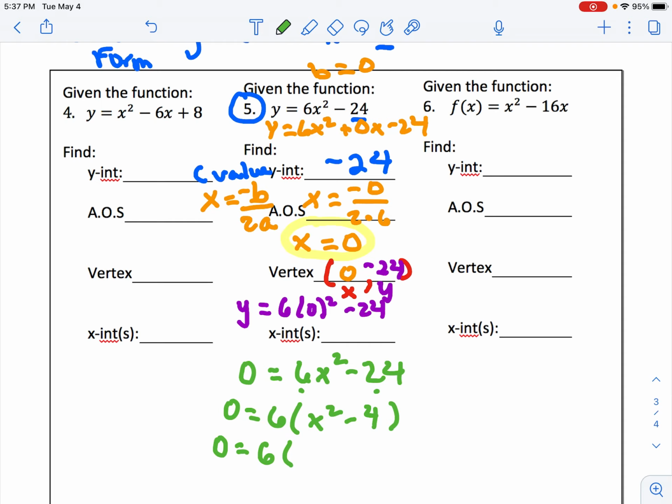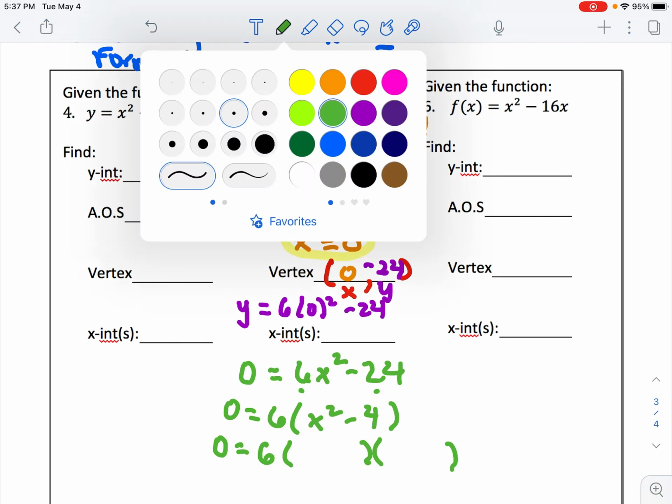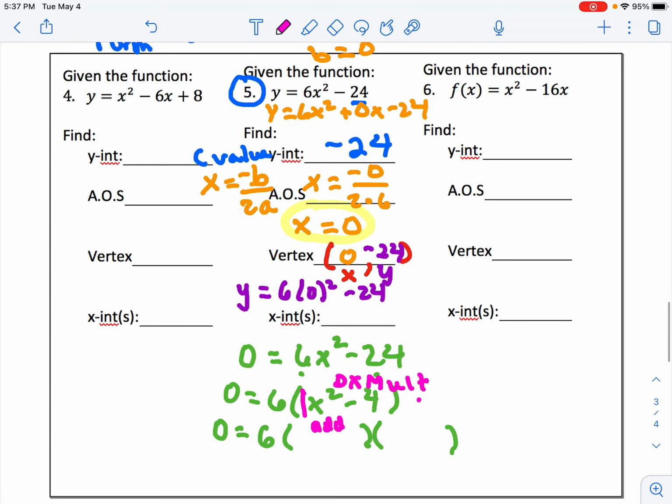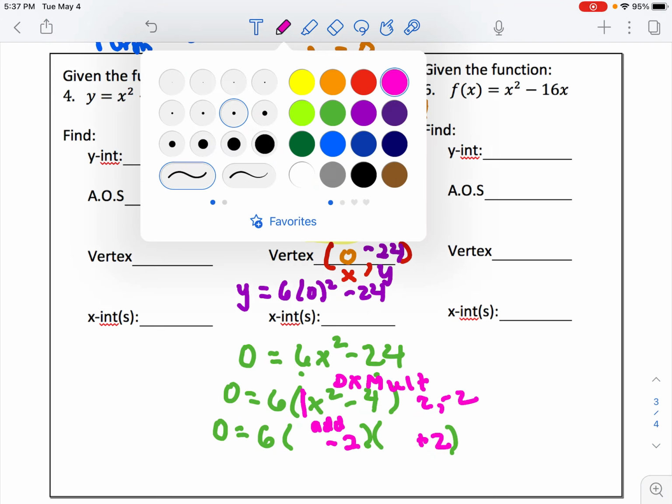So I'm going to factor x squared minus 4. Now this is the fairly easy kind, where there's a 1 in front and there's no other GCF. And this is my c value, negative 4. So I'm looking for two numbers that multiply to negative 4 but add to 0x, because remember the b was 0. So what numbers multiply to negative 4 that add to 0? Well, 2 and negative 2.